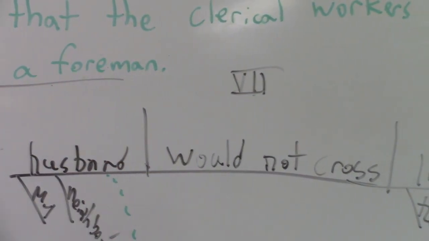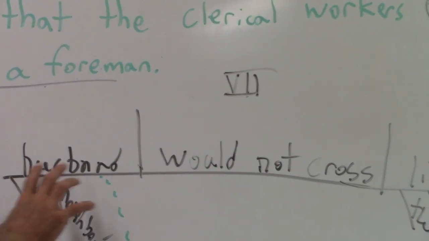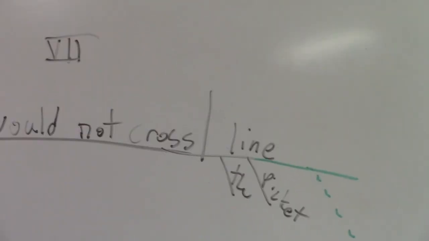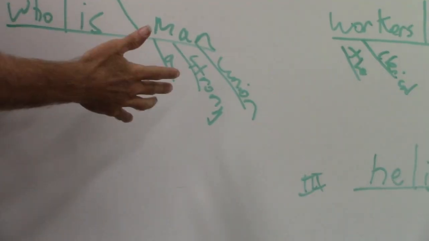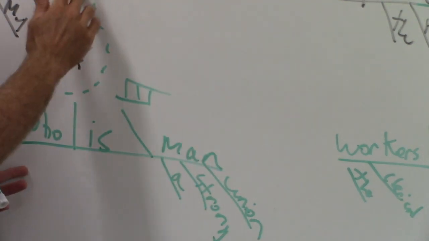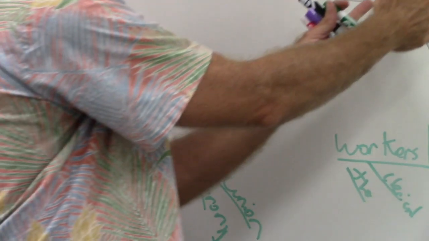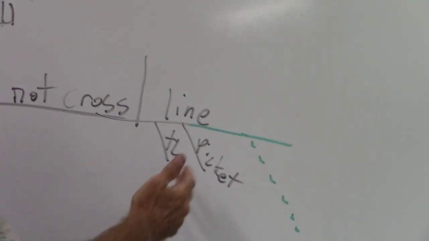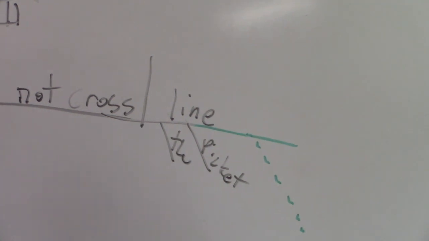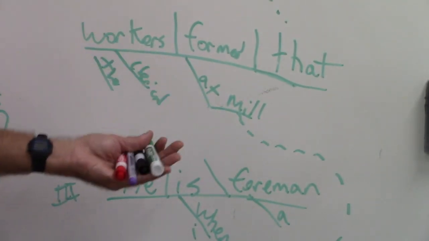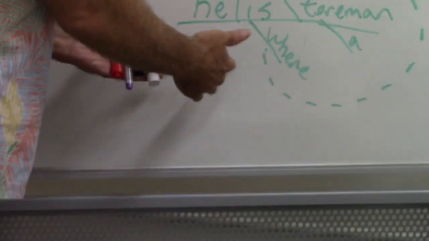So one more time, okay? My neighbor's husband would not cross the line. Which husband are we talking about? Let's use an adjectival relative clause to tell us that. The one who is a strong union man, that husband. Okay, which line are we talking about? The line that he wouldn't cross? It's the picket line. It's also what? The one that the workers form. So workers formed that and line are equal. They formed it at the mill. Which mill are we talking about? The one where he is a foreman.